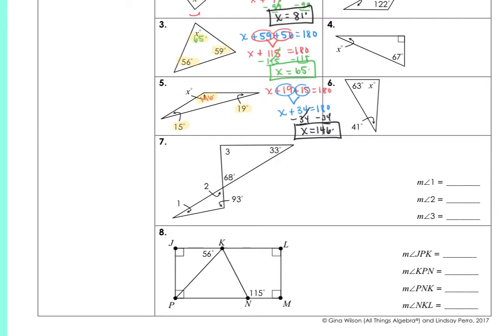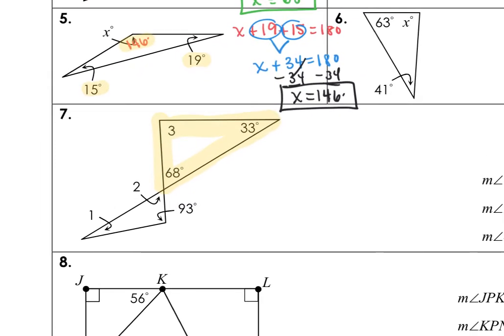Okay, number 7. Taking a look at this figure, you can see that we have 2 triangles. So first I'm going to focus on this top triangle, which I'm highlighting here in yellow. We can first find angle 3 because we know that 33 plus 68 plus that missing angle 3, and I'm just using x to represent angle 3, all of those must add up to 180.